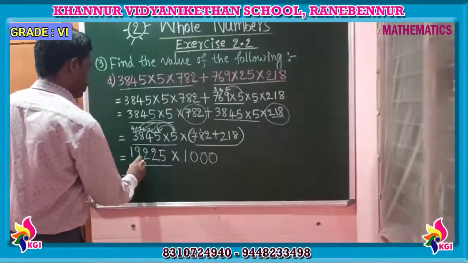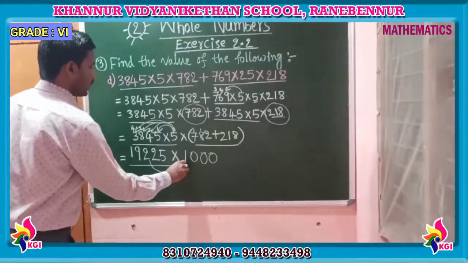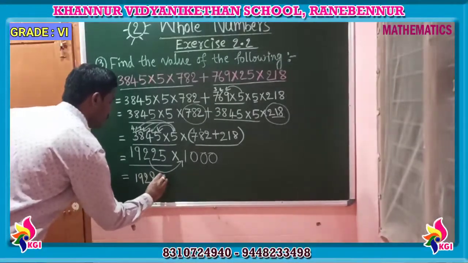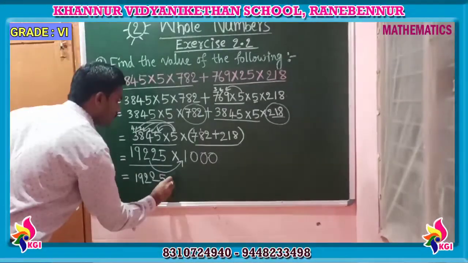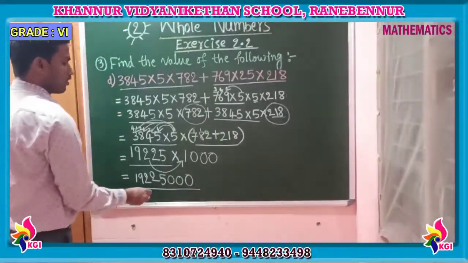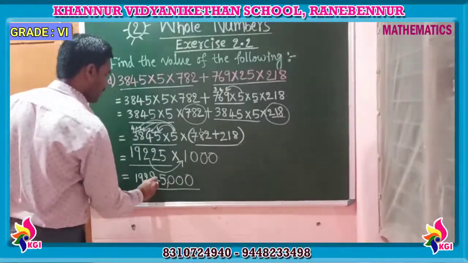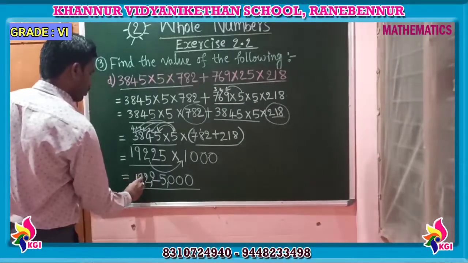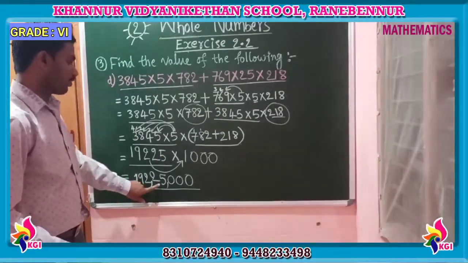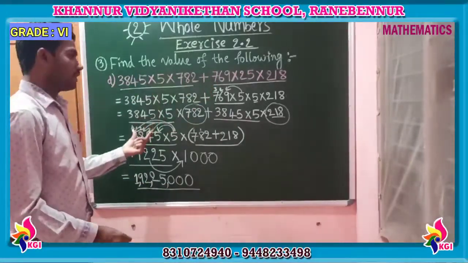Then multiply these two numbers. Yes, 19,225 ones are 19,225 only. Then after 1, how many zeros are there? 3 zeros. We write 3 zeros in front of 19,225. Yes, now this is your answer. This can be read as 1,92,25,000, which is the answer for this question. Okay, very important. Practice this.